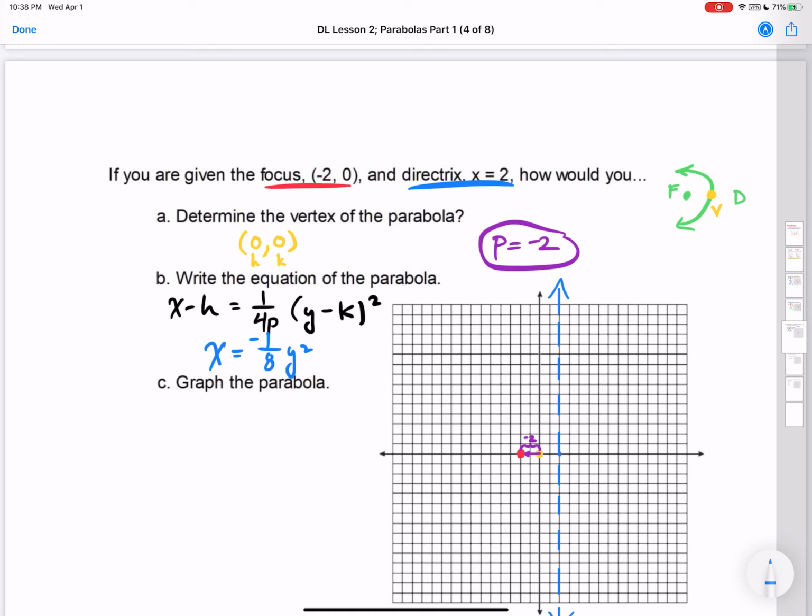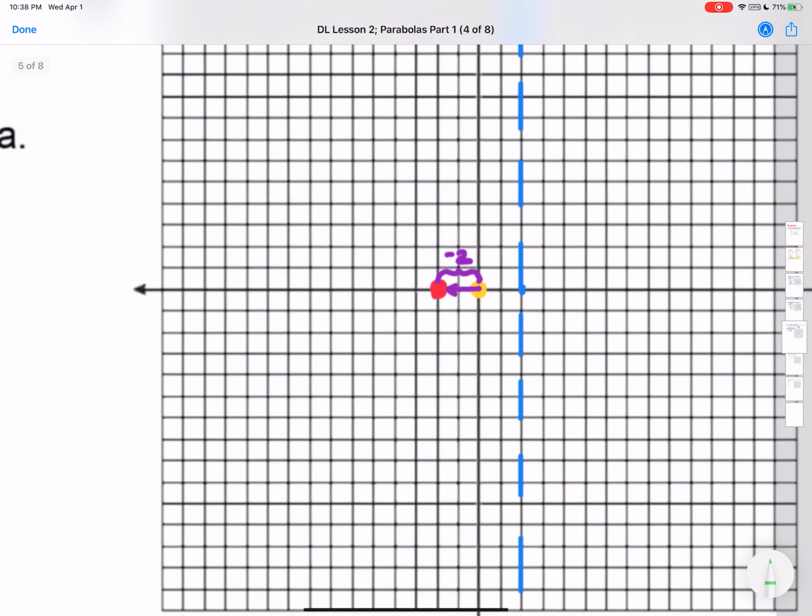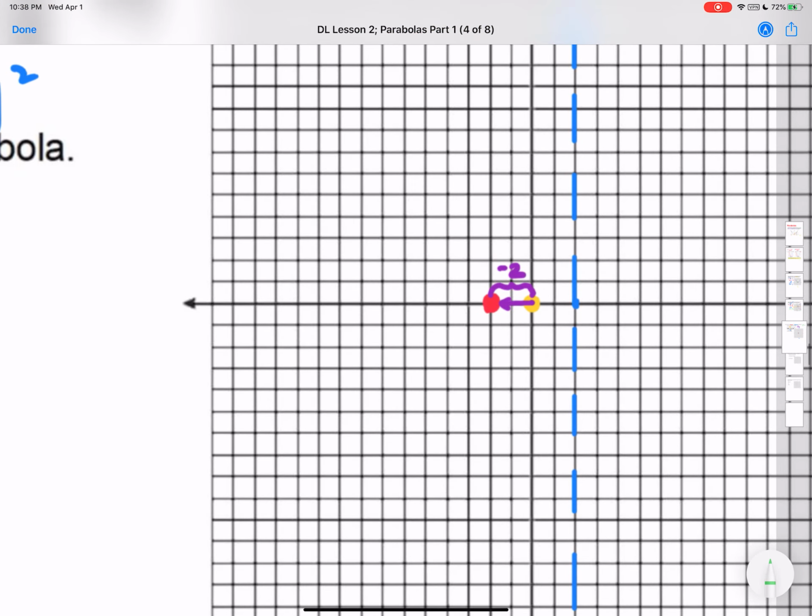All right, now all I've got to do is finish graphing my parabola. So to finish graphing my parabola, again, I need at least 2 more points other than the vertex. So here's my vertex in yellow. I'm going to find at least 2 more points by finding the total distance from my focus to the directrix, which is 4 units. So that means I'm going to go 4 units up, 4 units down.